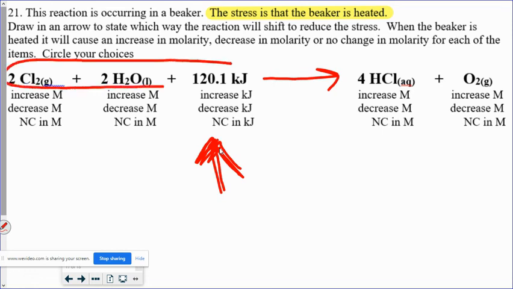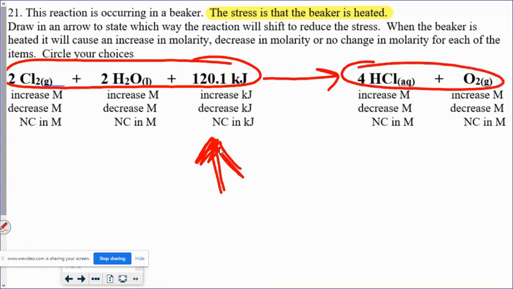These three things are reacting to make these two products. So let's go through this. I am increasing the energy. That's my stress. It says the beaker's heated. So my energy does, in fact, go up. My molarity of my water will not go down, but we will use up some water molecules. We will use up some of the Cl2 molecules.